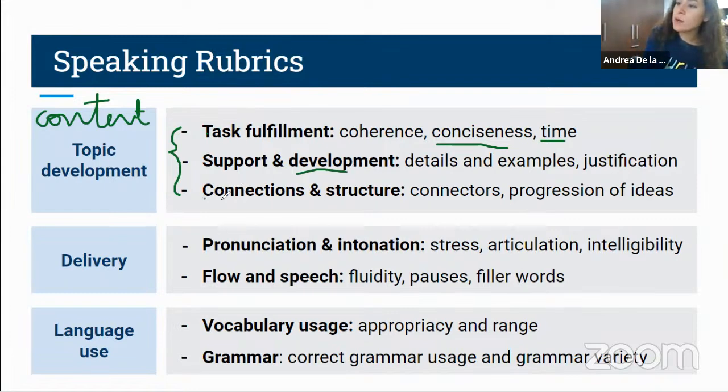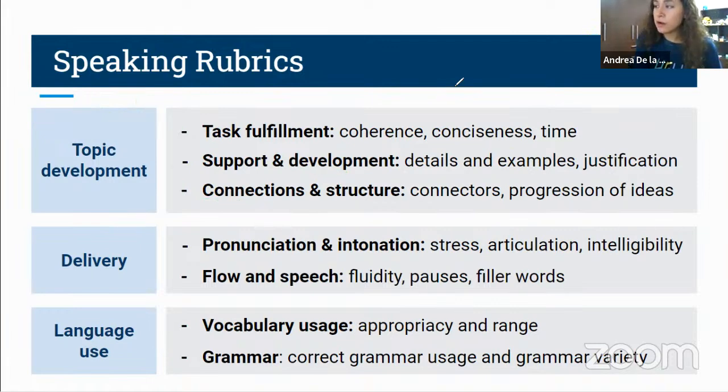And finally, they want something that's well structured. So your response needs to have an introduction and a body. It has to have connectors and transitions that are appropriate, that connect ideas. The ideas need to progress and flow easily. You're not going to change off topic and then talk about something else, right? You're supposed to have some sort of progression in your ideas. And that's basically topic development, which is related, as I said, to the content of your response. Is that okay so far? Any questions?